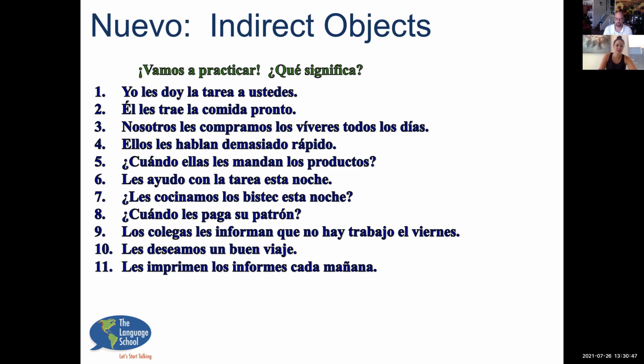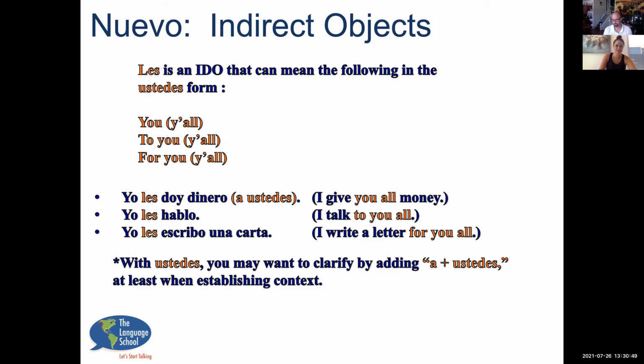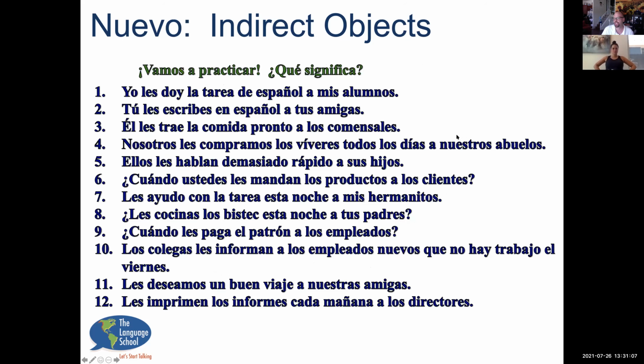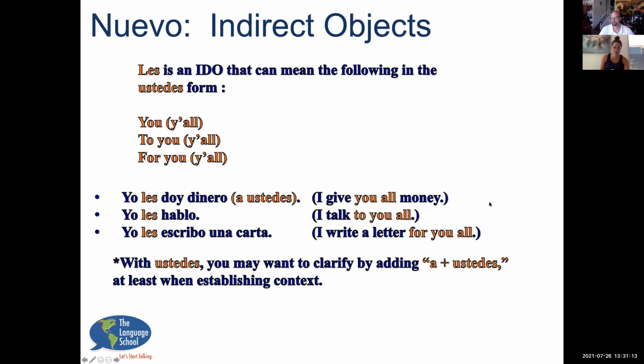Wait, sorry, go back. It's the exact same one. It's les again. It's the same one. How do you know the difference then? Right. So that's where it's really important that you're establishing the context of the conversation to say a ustedes, or like on these last ones, we're saying a nuestros abuelos or a tus amigas. Okay, so in terms of the sentence structure, it'll look the exact same, pretty much.